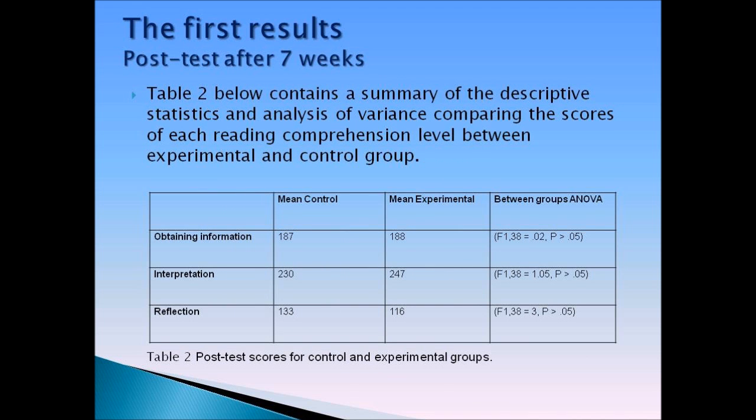Obtaining information, the mean control got a score of 187 and the mean experimental 188. On the interpretation dimension, we see that the mean control got a score of 230 and the mean experimental 247. Meanwhile, the reflection shows that on the mean control we got 133 points on the score, and on the mean experimental we see a score of 116.